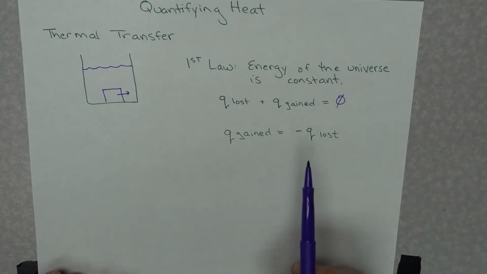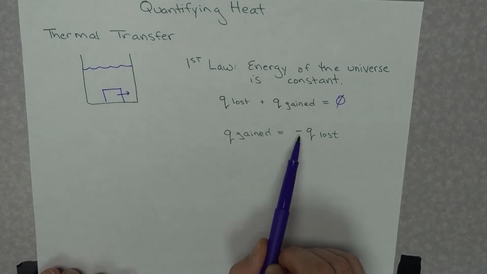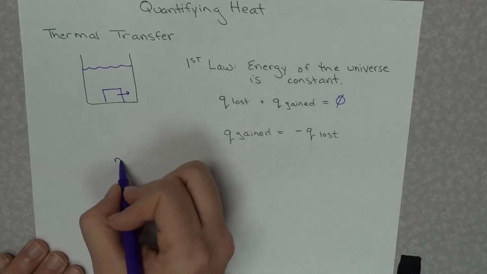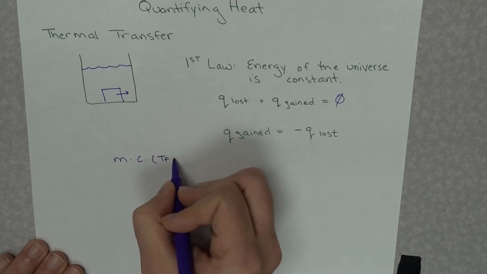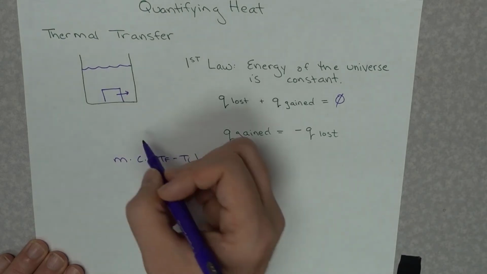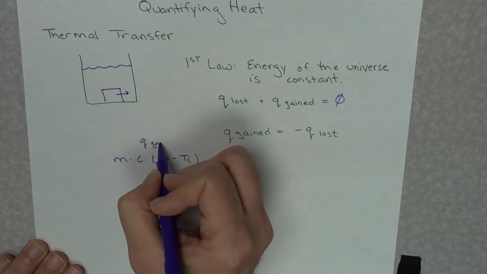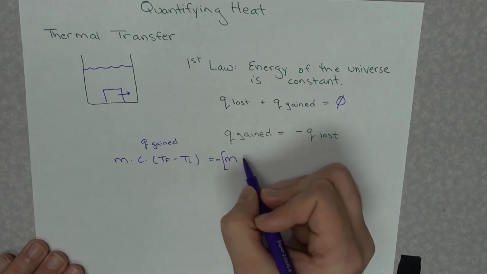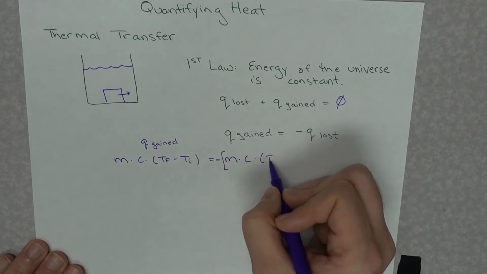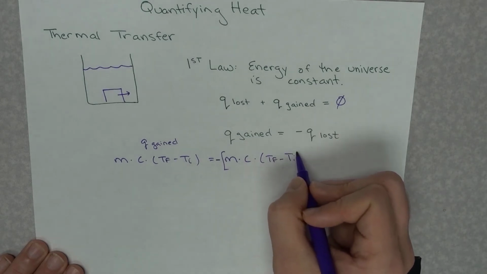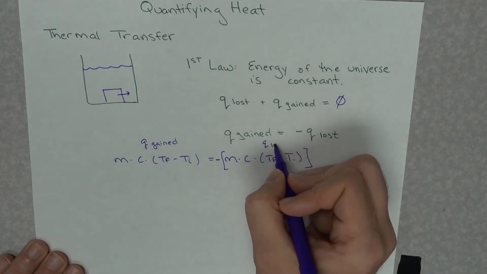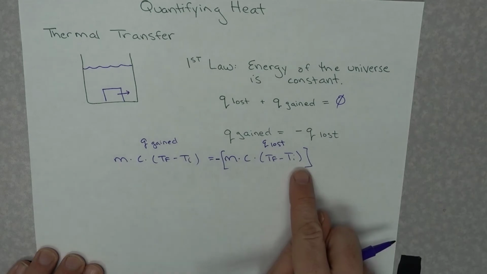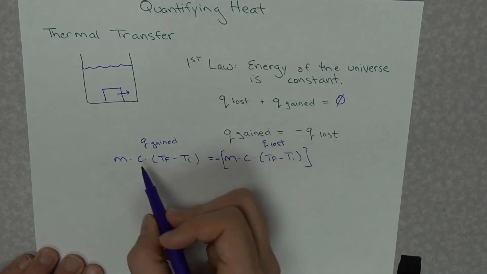So if I just rearrange this a little bit, the heat gained is equal to the negative of the heat lost. Okay, so if I wrote equations for these things here, m times c times tf minus ti, that's my gained here, so this is my q gained. And negative, put this in brackets, m times c times tf minus ti, and this is my q lost. Okay, so that's what this expression here is. I've just put it in terms of the equations, and I'm splaying them all out.